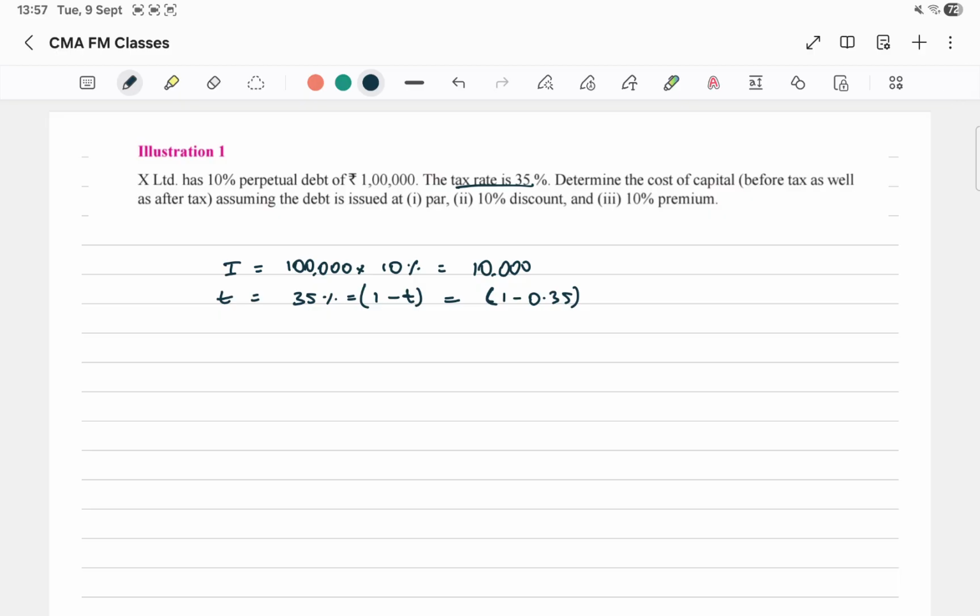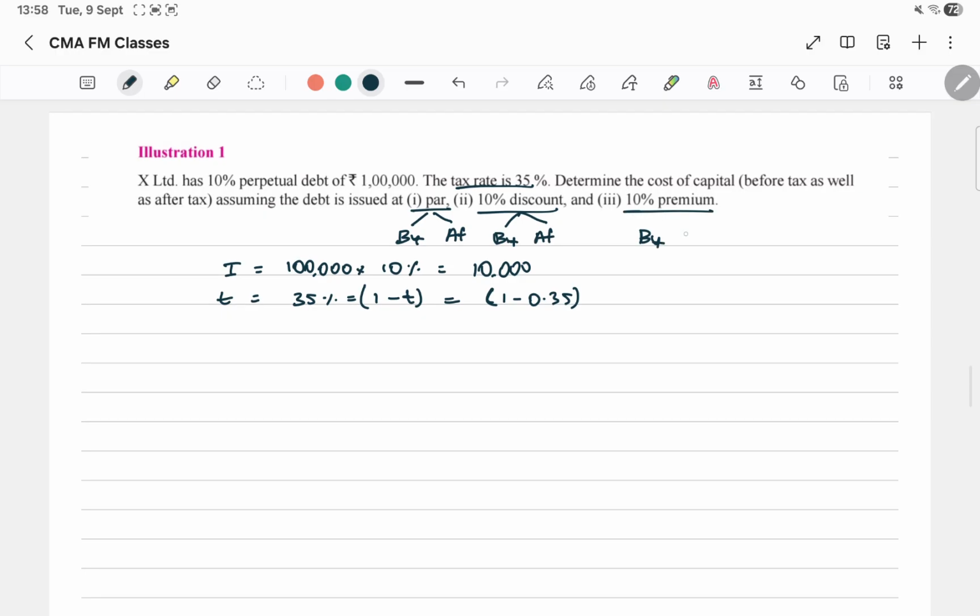There are actually two scenarios in each of the phases: before tax and after tax. They have given three scenarios, and for every scenario you need two separate columns. For par, you calculate before tax and after tax. For discount, before tax and after tax. For premium, before tax and after tax. So you will get 6 combinations in total.